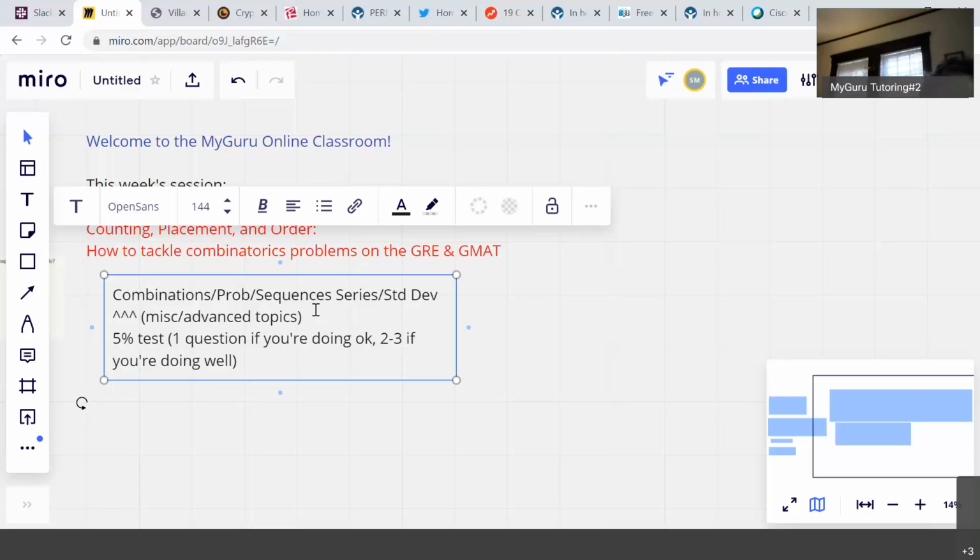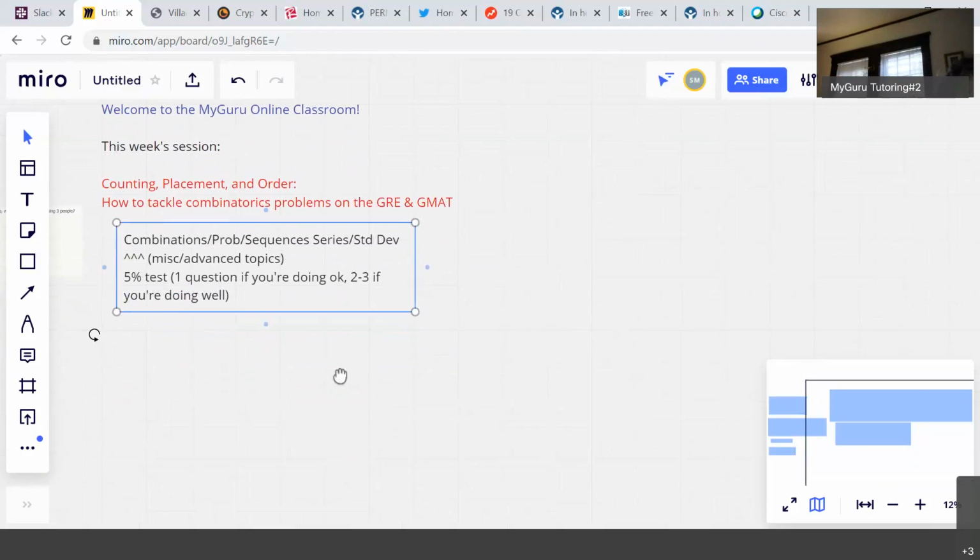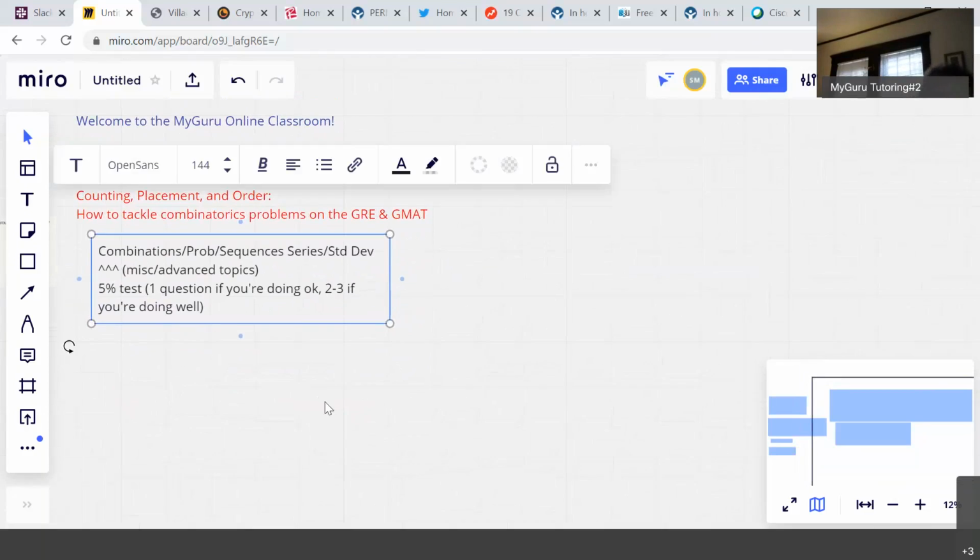You really want to invest most of your time in the things that are going to show up a lot: algebra, word problems, number properties, that kind of thing. That said, because we're going to focus on these today, we'll devote a good amount of time to it. I'll do about 30 or 40 minutes of content, these are short classes, and then I'll open it to questions if anybody has them.